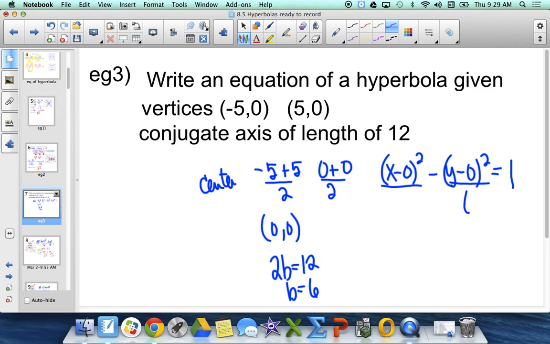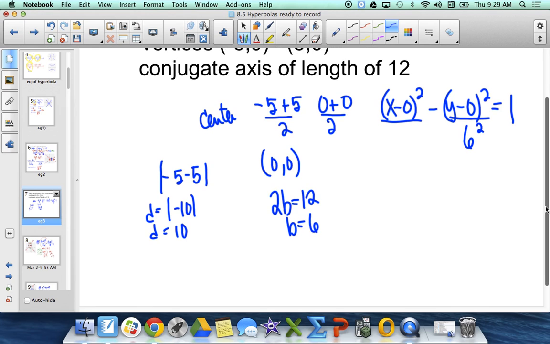So we have 6 here. We know that the distance from -5 to +5 is the absolute value of -10, which is 10. So we know the length 2a is equal to 10. So a is equal to 5. So we have 5 here, and now we have our equation.